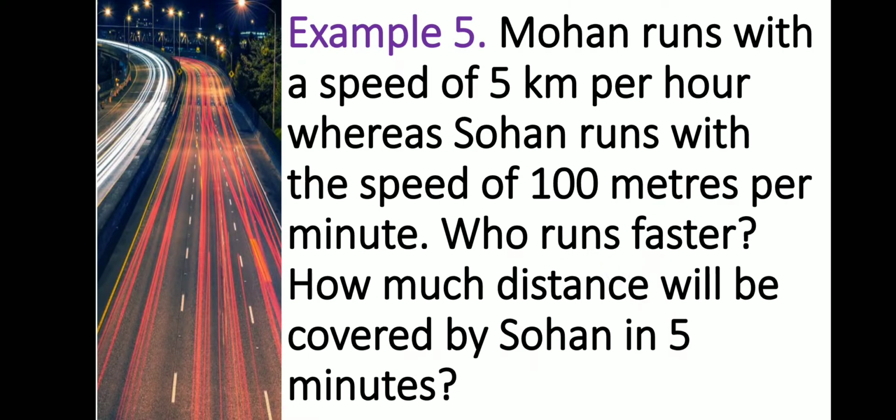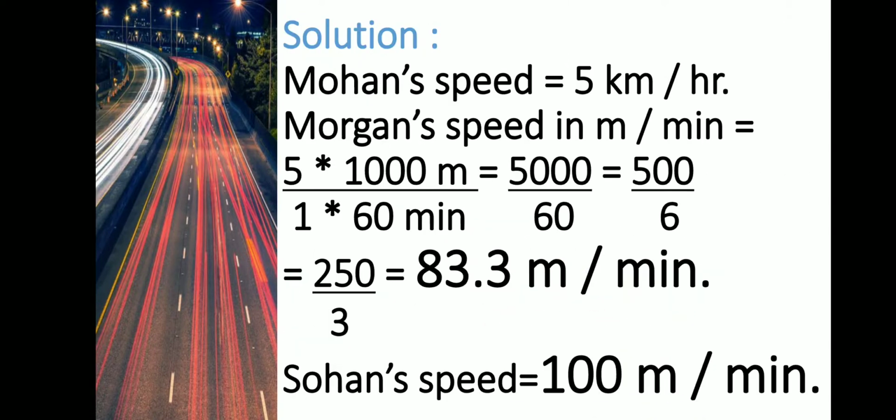Example 5. Mohan runs with a speed of 5 km per hour, whereas Sohan runs with a speed of 100 meters per minute. Who runs faster? How much distance will be covered by Sohan in 5 minutes? So we have to do two things. First, find out who runs faster among Mohan and Sohan, and second, how much distance Sohan will cover in 5 minutes. Now let us begin. Let us see the solution.